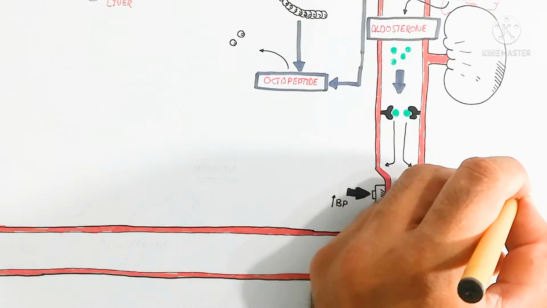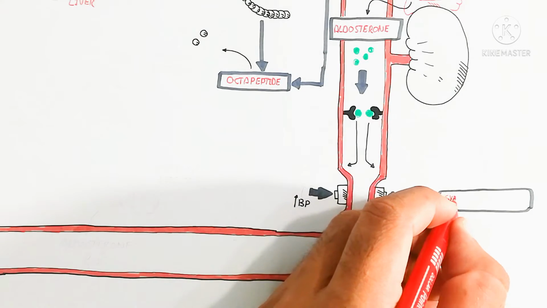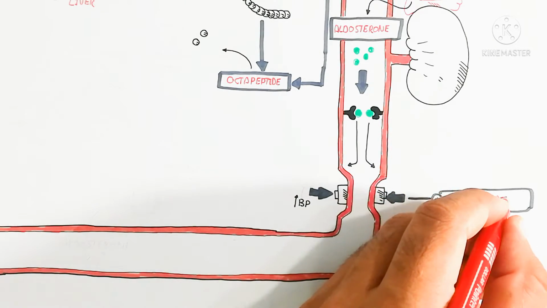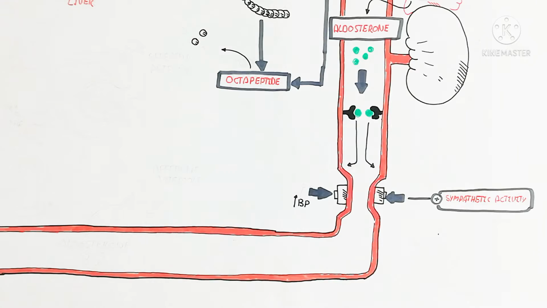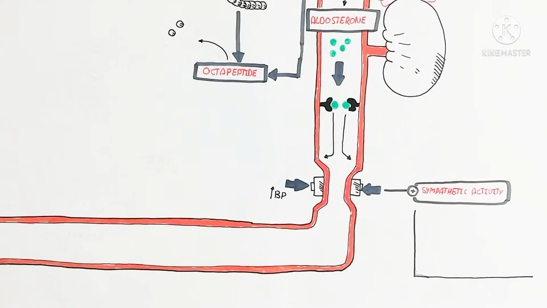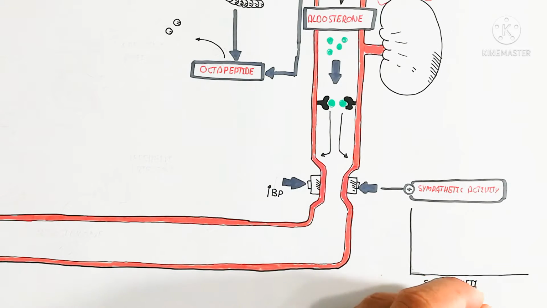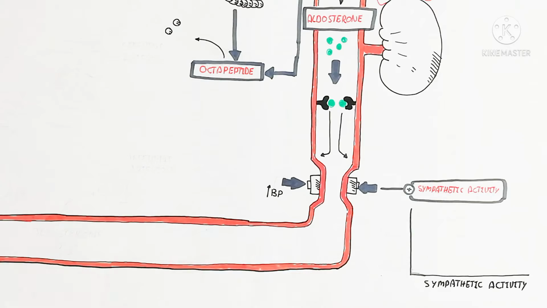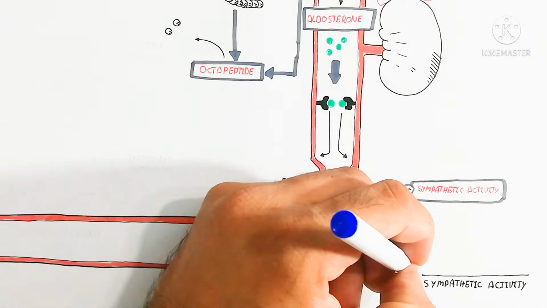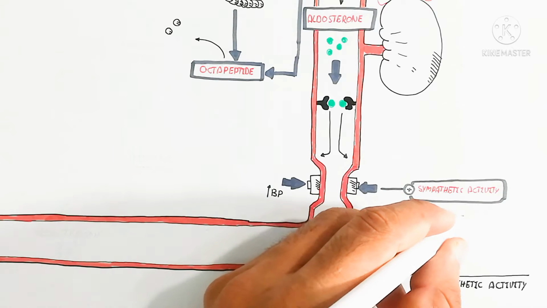Sympathetic activity will be enhanced due to the constriction of the blood vessel. Too much aldosterone production will lead to hypertension. The high blood pressure increases sympathetic nervous system activity and increases vasoconstriction, leading to high blood pressure.